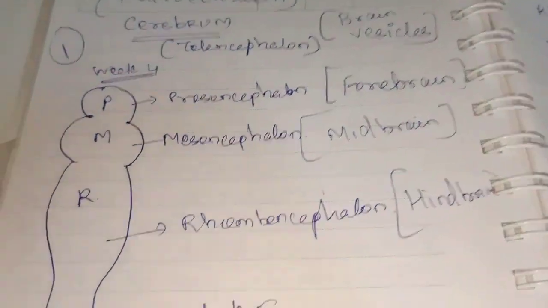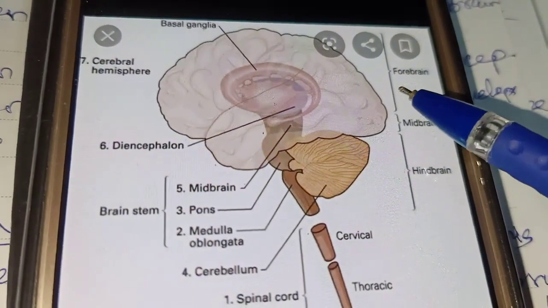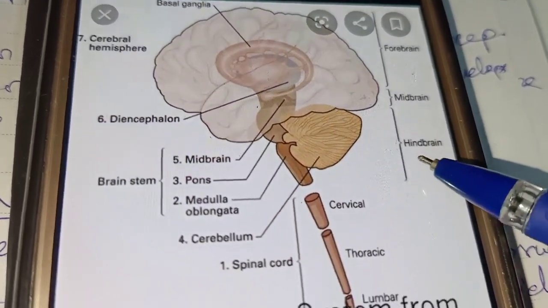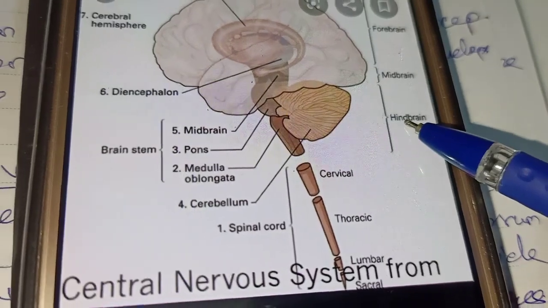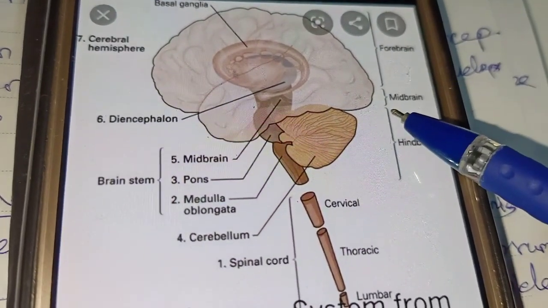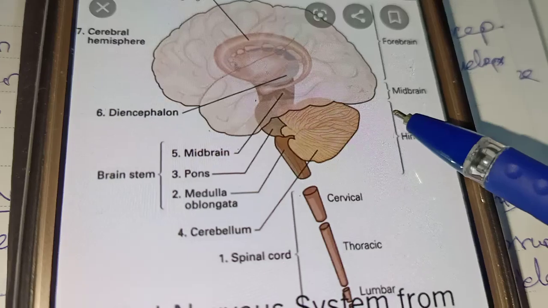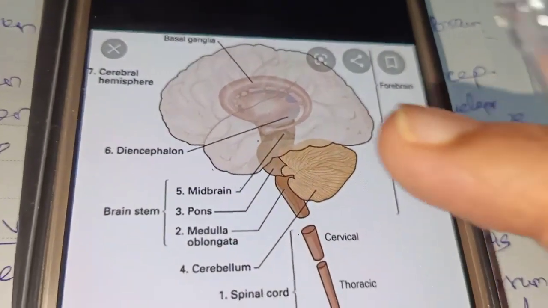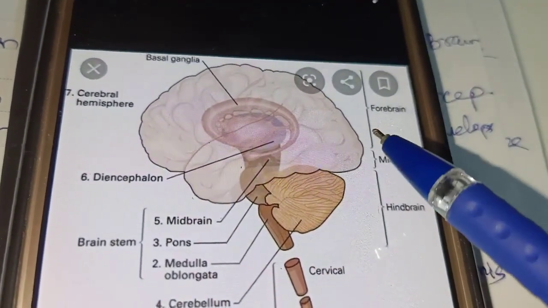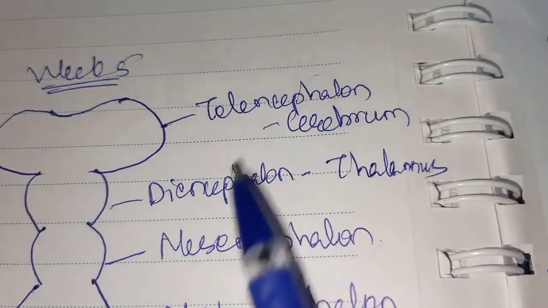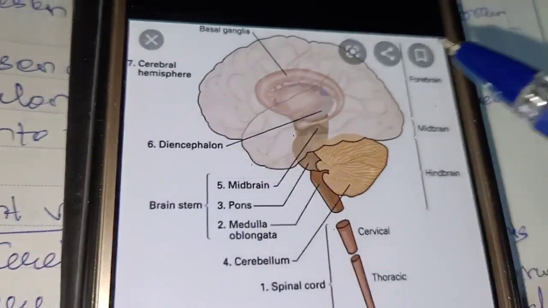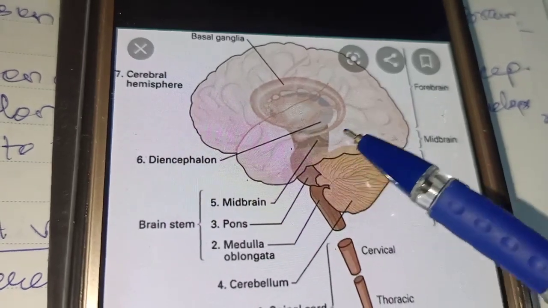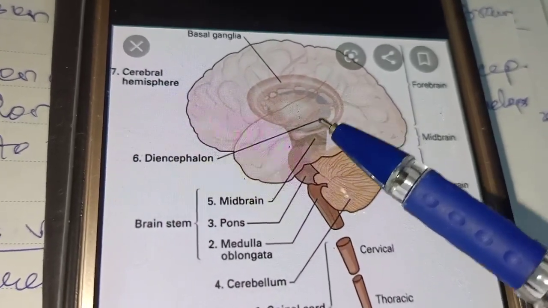Okay. So forebrain is developing from prosencephalon, midbrain from mesencephalon, hindbrain from rhombencephalon. Forebrain further divides into telencephalon and diencephalon. This telencephalon divides into cerebral hemisphere, and diencephalon includes thalamus, hypothalamus, epithalamus.